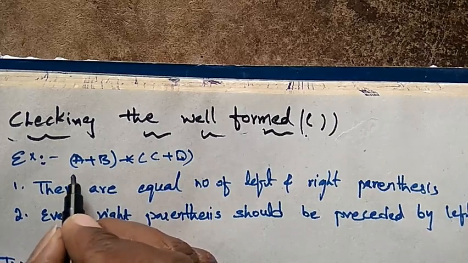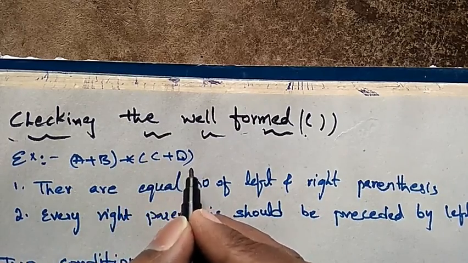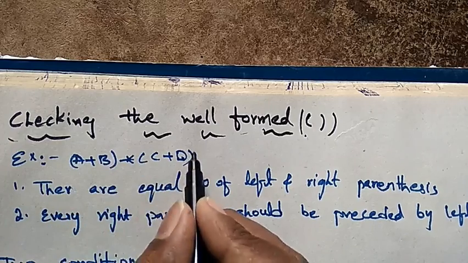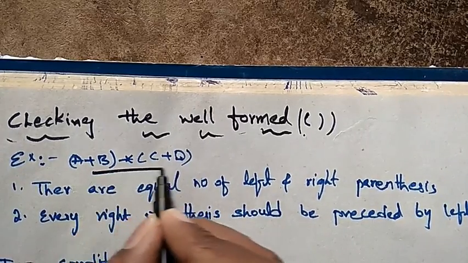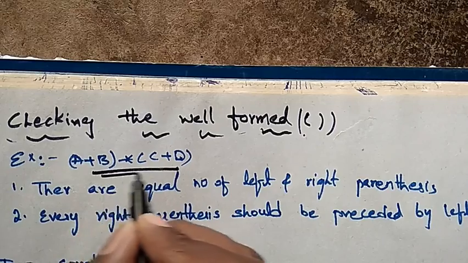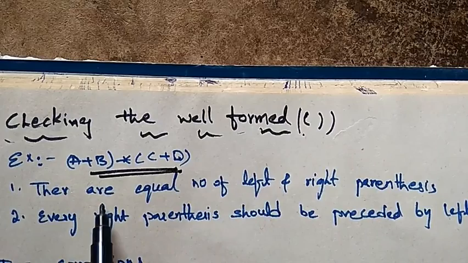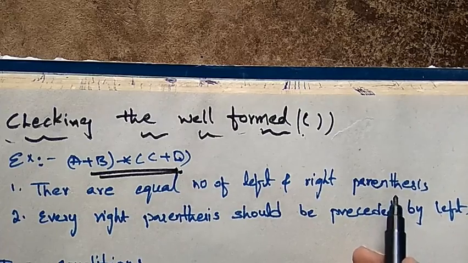Say suppose I have taken an example: a plus b into c plus d. We are having two left parentheses and two right parentheses over here. In order to say that it is a successful expression where we have well formed parentheses, we need to see whether an equal number of left and right parentheses are present or not.